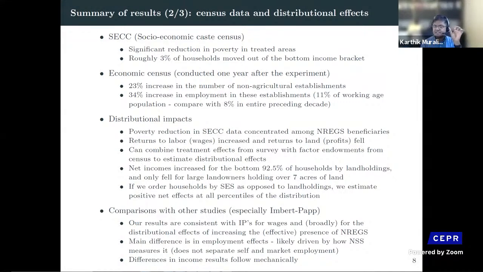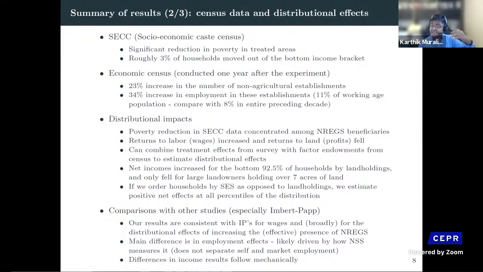Because the NSS does not separate self-employment and market employment, and that pools it together. And if you look at our data, we can separate that, and you see there is in fact a significant fall in the self-employment, right? But there's this increase in market employment. And we know that the self-employment here is likely to be low marginal product. And in fact, Imbert and Papp say that in their paper themselves. And so I think it also highlights that it's not just identification, it's also measurement, right? Which changes how we think about this.